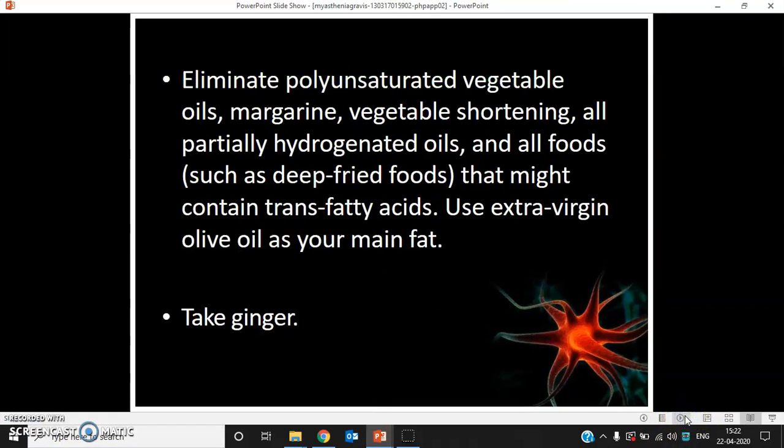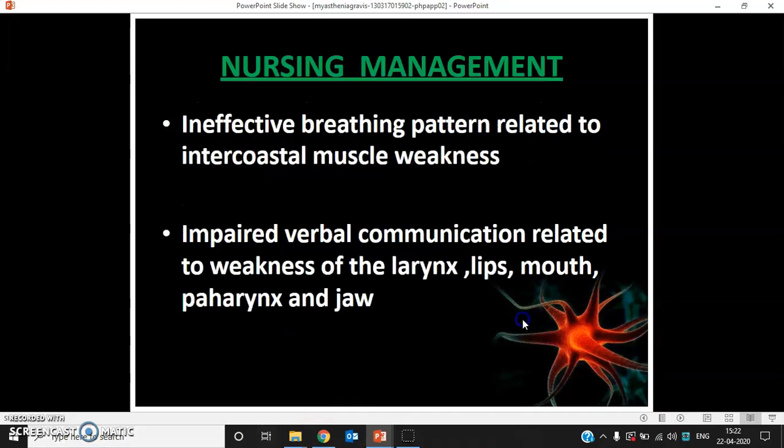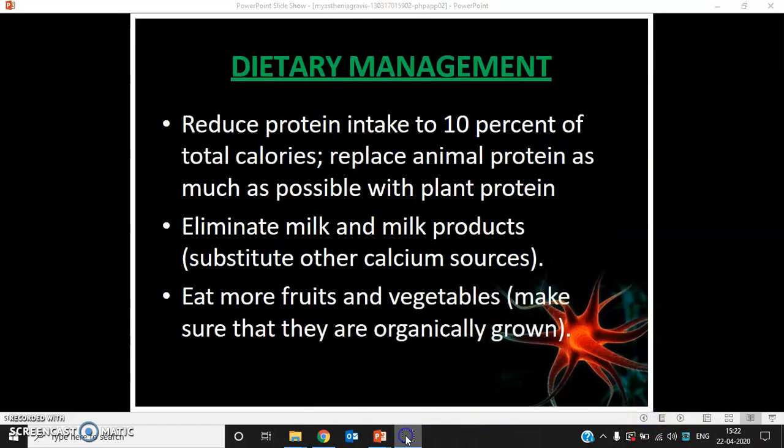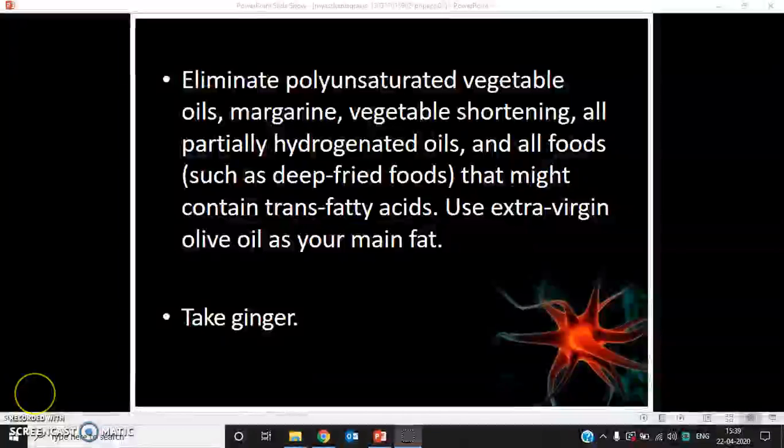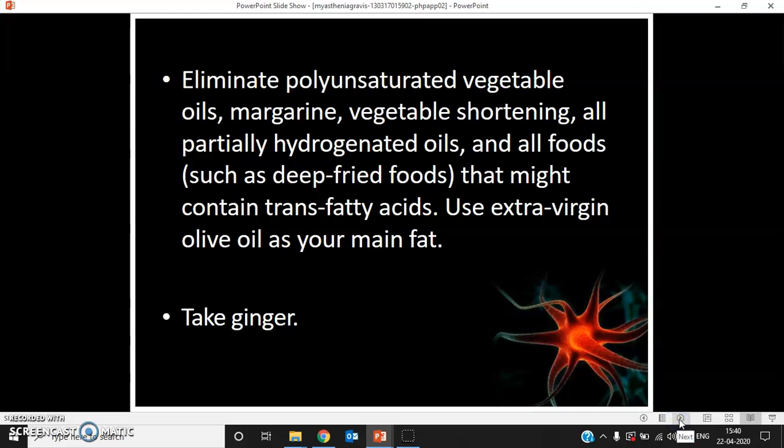Now, eliminate unsaturated vegetable oil and margarine. Then we have to use extra virgin olive oil as your main fat, because other fats, if they are there, will also cause damage to your body. And then next comes the ginger. We have to take ginger, because these are all polyunsaturated vegetables.